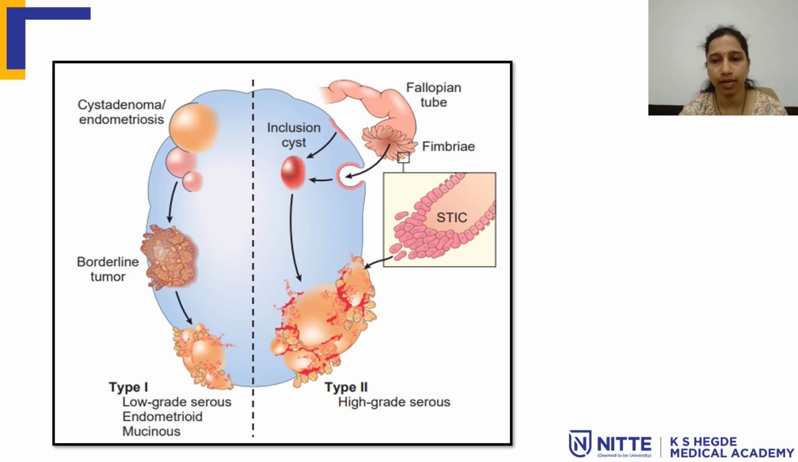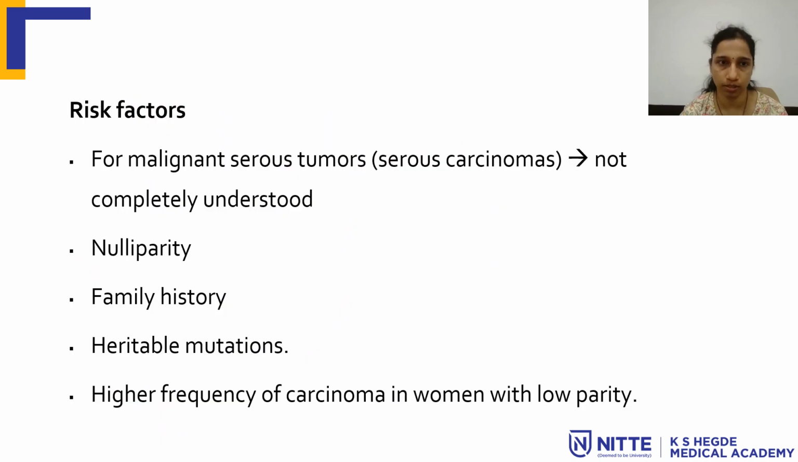The second type, they are type 2 tumors. The origin for type 2 tumor is mainly the implantation or inclusion cyst from the fallopian tube epithelium. So the precursor lesion is called serous tubal intraepithelial carcinoma. So these are called high grade serous carcinoma, and they are known to have bad prognosis, and they are high grade tumors.